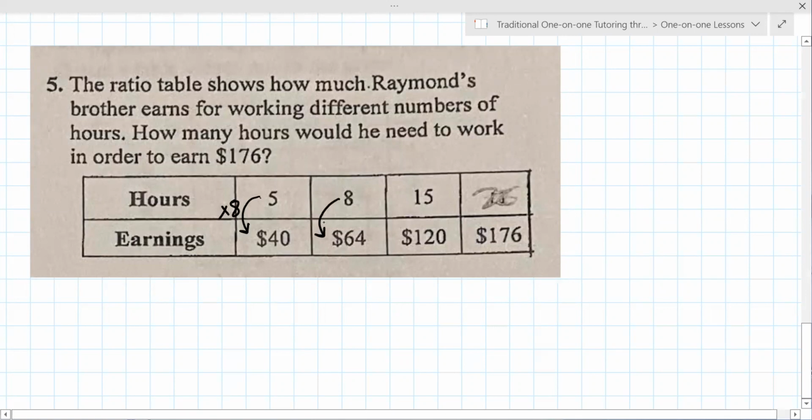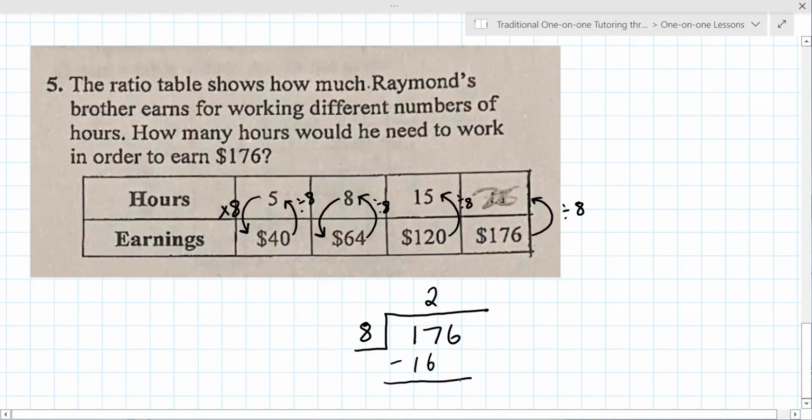Yeah, it does. Now it also works backwards. Is 40 divided by 8, 5? How about 64 divided by 8? And then 120 divided by 8 is 15. So now if you take 176 and divide it by 8, you'll get your answer. So 8 goes into 17 2 times. 2 times 8 is 16. You subtract, bring the 6 down, and then it goes in 2 times. So yeah, your answer was correct. It is 22 hours.